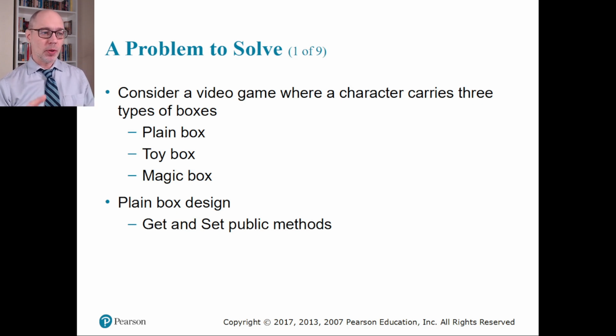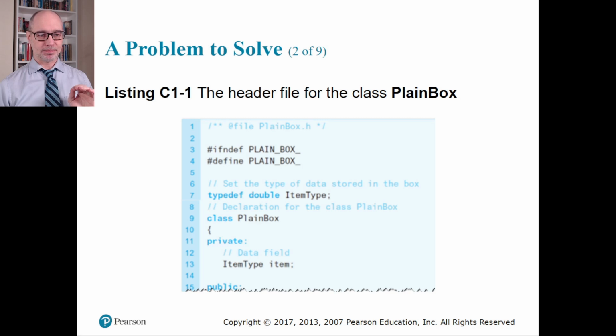Now, number two, there'll be a toy box that does the exact same job, but in addition is painted in some kind of bright color. And then number three, there'll be a magic box that again does the same job, but has a special trick whereby if you put a second object in the box, it turns into the first thing that you put in the box. So we'll think about how, if they're doing largely the same job, we can structure that to not duplicate or repeat a whole bunch of code. So let's start with the plain box design.